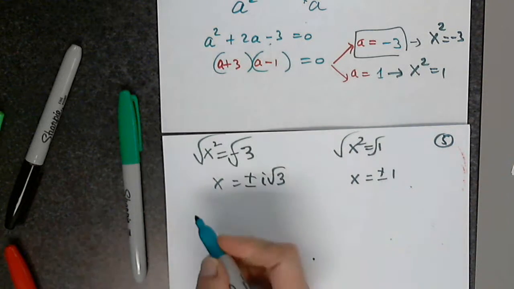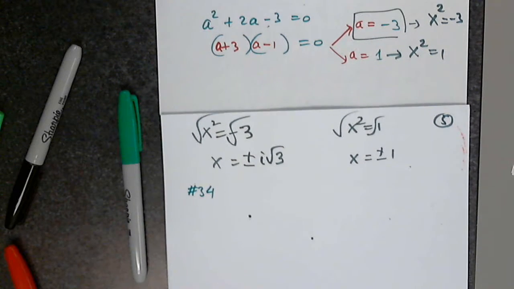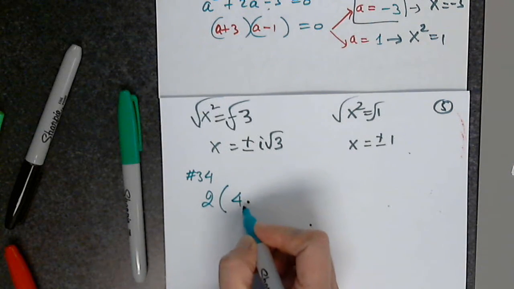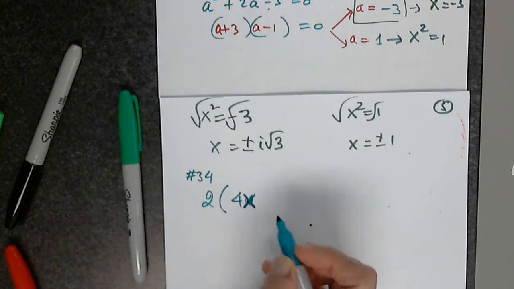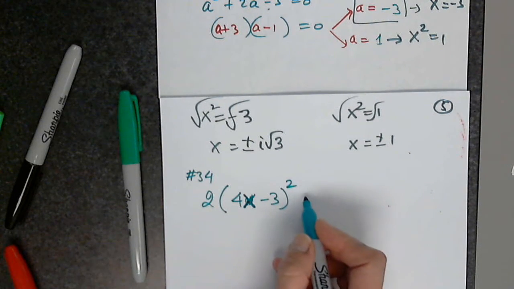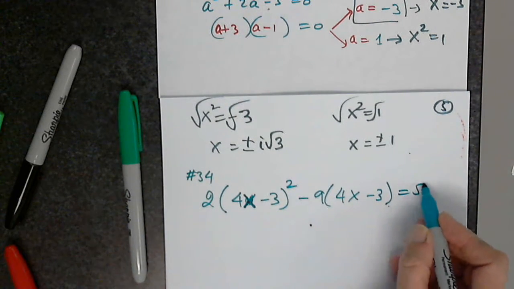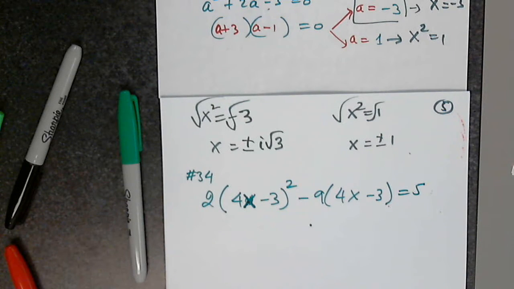Okay, 34. Any questions for me here? Does it make sense? Okay. So this substitution rule is just an enabler. It helps us change into something that we are familiar with, because with degree 4, we're not really familiar. Okay, so 34: 2 quantity 4x, I'm going to change it to x because my m is weird, squared, minus 9 times the quantity 4x minus 3, and that equals 5. Now let's look at this and draw a conclusion.